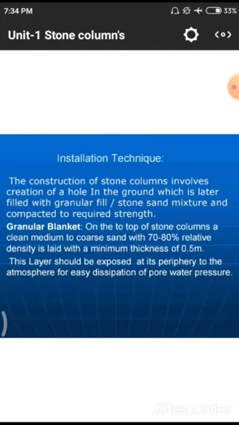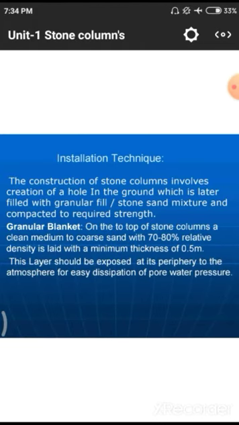But in the case of the stone column, what is the purpose of using this granular blanket? On top of the stone column, a clean medium to coarse sand with 70 to 80% relative density is laid down with a minimum thickness of 0.5 meters. That means nearly 1.5 feet. Granular blanket means under the top surface of the stone column we have to use clean medium to coarse sand. That means the sand has larger particles than normal.